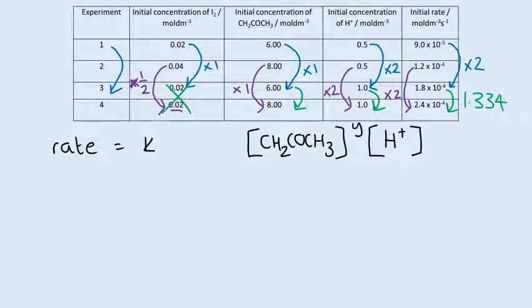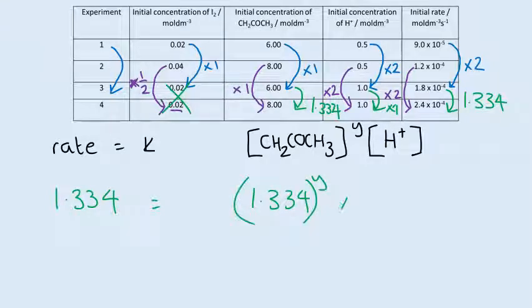1.33. That's 1 1/3. What's happening here? Well, this is just by 1. What's happening to this? So 8 divided by 6 is 1 1/3. So what I'm saying here is that the rate is increasing by 1.334. The concentration of this is increasing by 1.334. That's to the power of y, and that's 1 to the 1, because this is first order and that's remaining the same. So 1 to the 1 is just 1.